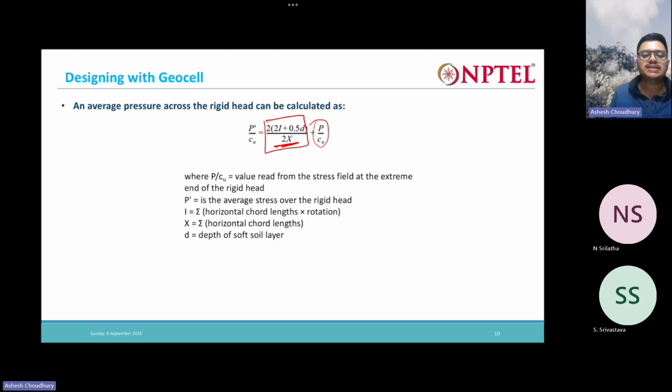Where P by Cu is equal to the value derived from the stress field at the extreme end of the rigid head, as I said. P prime is the average stress over the rigid head. I is equal to the summation of horizontal chord lengths into rotation, and x is equal to the summation of horizontal chord lengths. D is equal to the depth of soft soil there.